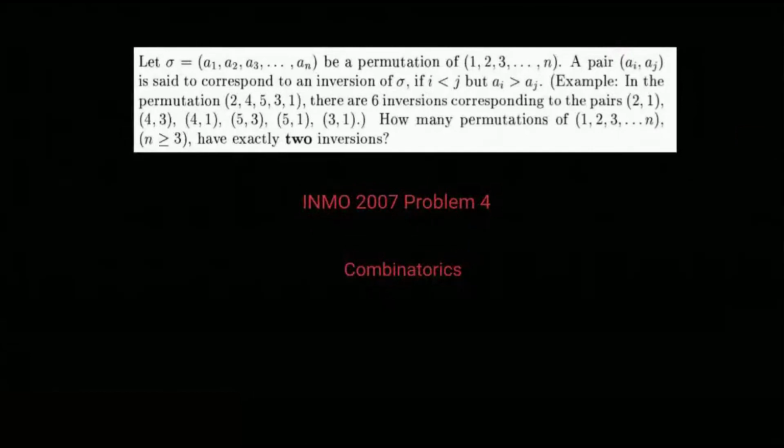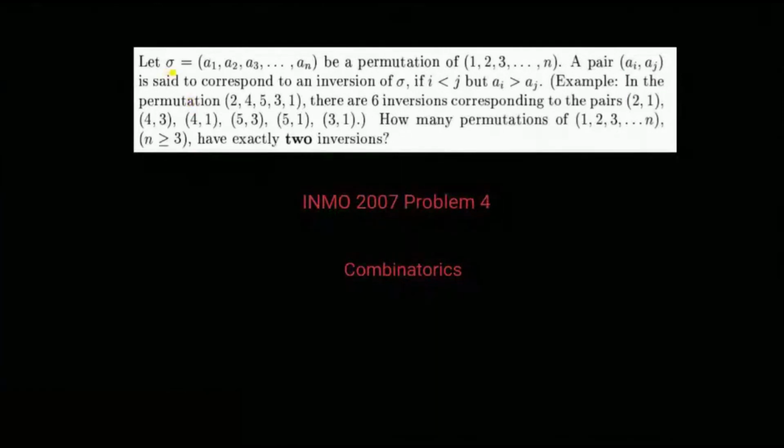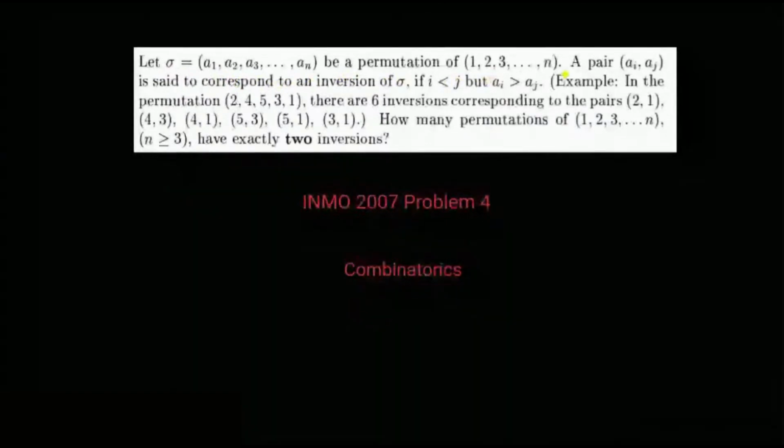Today I'm going to discuss a question from INMO 2007. This is a problem from combinatorics. A permutation is a sequence of numbers a1, a2, up to an, which is a permutation of the numbers 1, 2, 3 up to n.